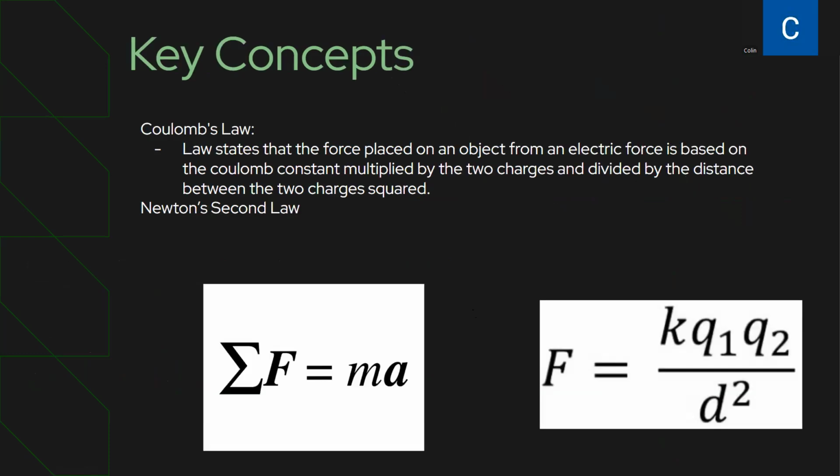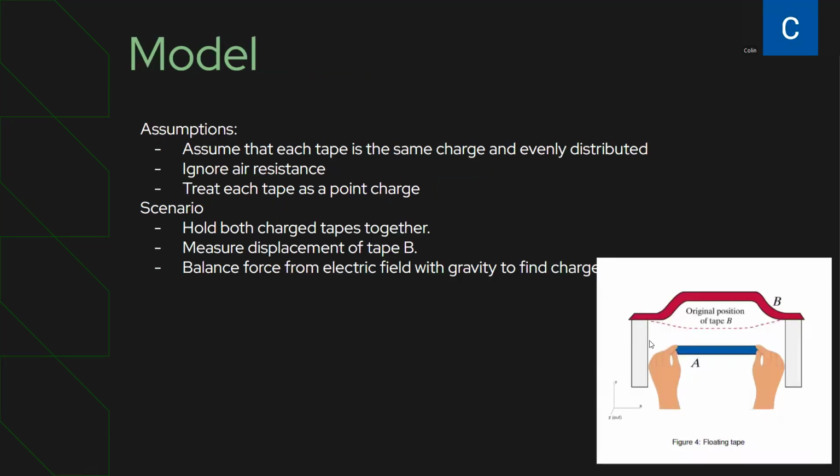Key concepts of this experiment were Coulomb's law, the law that states that the electric force on an object is based on the Coulomb constant multiplied by the two charges and divided by the distance between the two charges squared. And then we were also using Newton's second law.